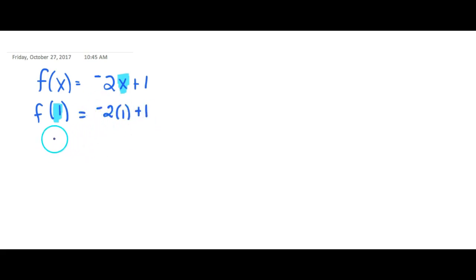Now don't forget about your negative. Don't be a negativist. Negative 2 times 1 is a negative 2. And then plus 1. So f of 1 equals a negative 1. That means when we put 1 in, our output is going to be a negative 1. Okay? And it doesn't matter if it's f, g, h.